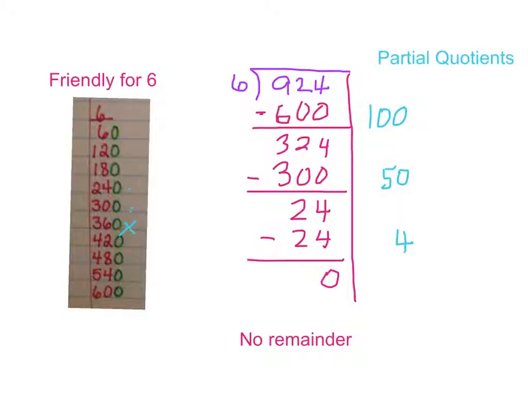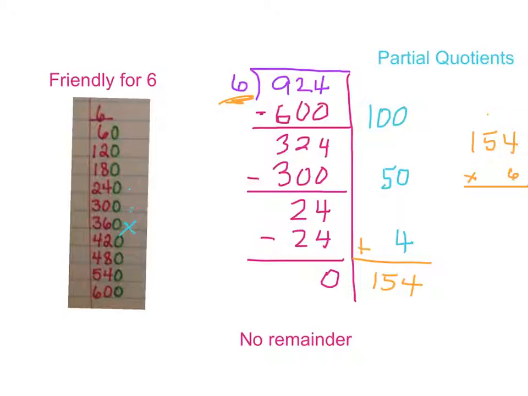It's evenly divisible. So now I take my partial products over here to the side, 150 and 4. I add those together, and I get a final quotient of 154, which I can then check, as I must, using multiplication. So I start with the quotient, 154, multiply it by my divisor, 6, and I should get my dividend that I started with.